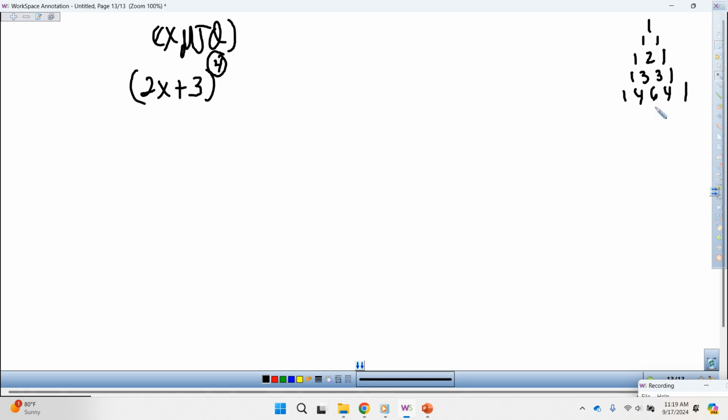All right. Next, let's write these as coefficients. 1 empty space plus 4 empty space plus 6 empty space plus 4 empty space plus 1. And we're doing this one together, yes? Okay, good.